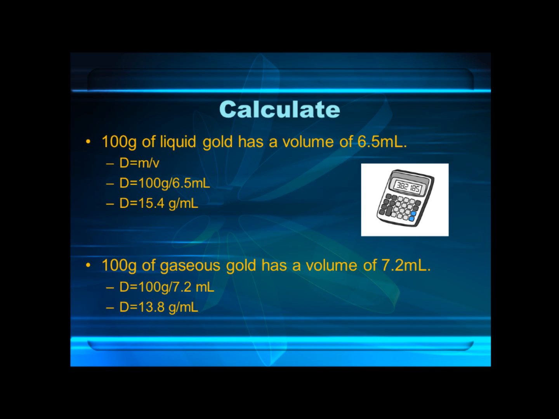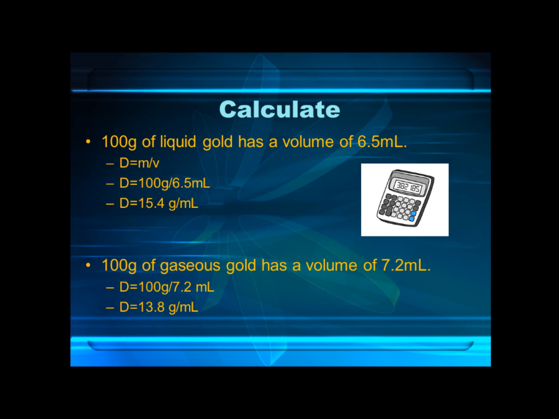If we were to do the density of gaseous gold, or gold in the gas form, we do 100 grams of gaseous gold. Now it has a volume of 7.2 milliliters. So when it became a gas, it spread out a little more. It took up more space. That's why our volume is bigger. 100 divided by 7.2 gives us a density of 13.8 grams per milliliter.